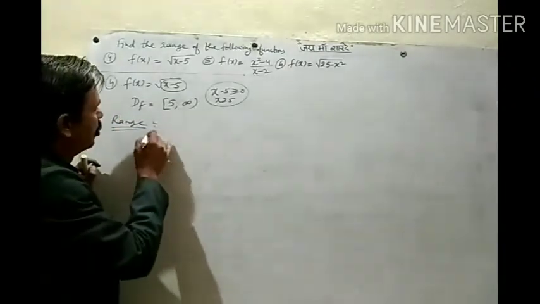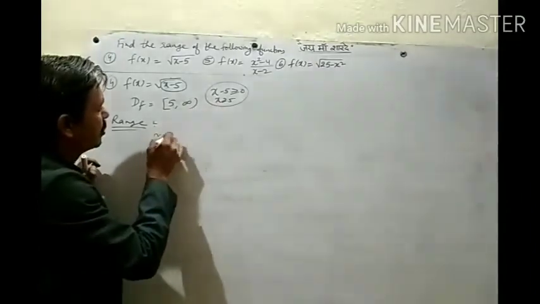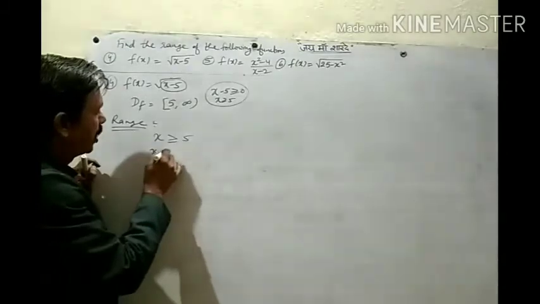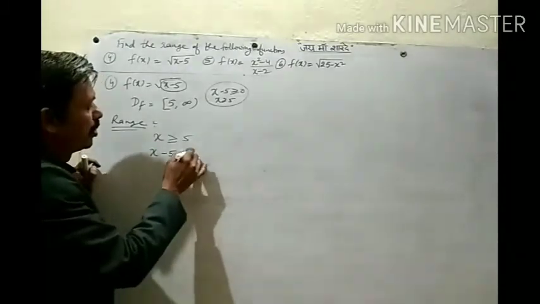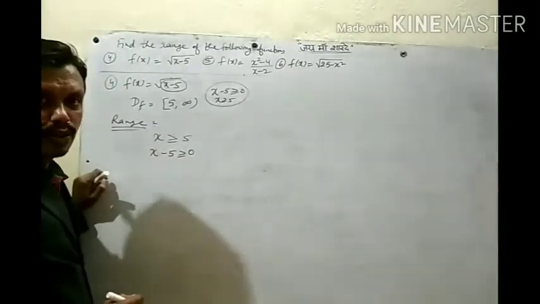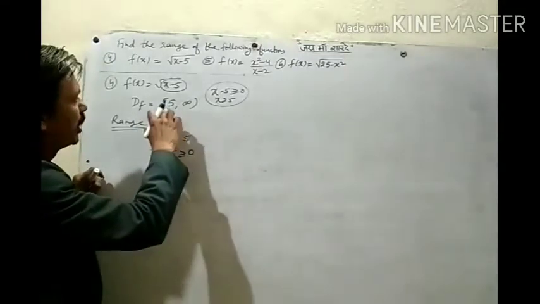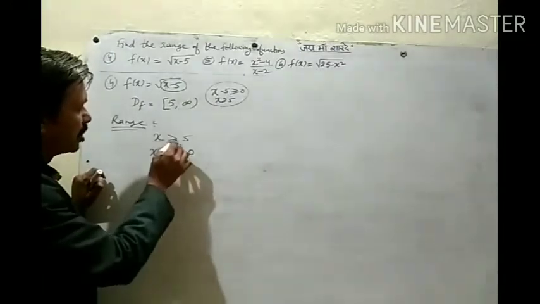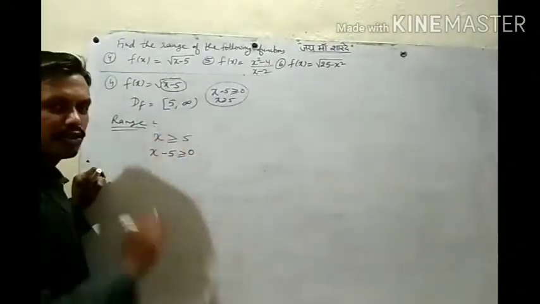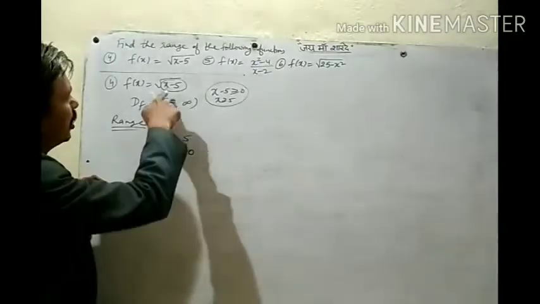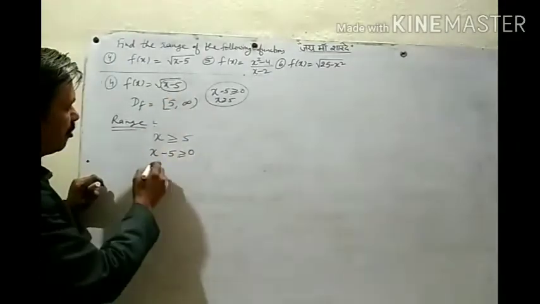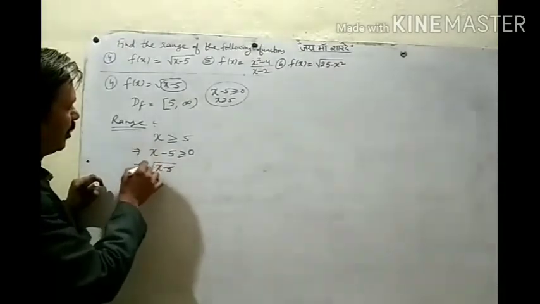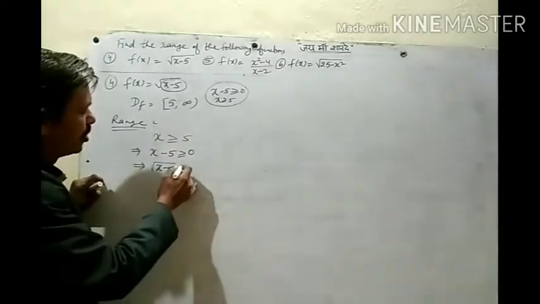since we have x more than or equal to 5, what about x minus 5? x minus 5 will be more than or equal to 0. Now its domain is 5 to infinity, meaning x is more than or equal to 5. So for all x more than or equal to 5, x minus 5 will be more than or equal to 0. Now if any number is positive, what about its root? If any number is positive, its root will be positive only.